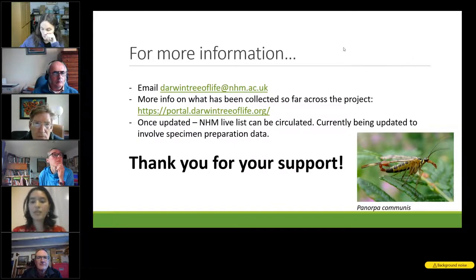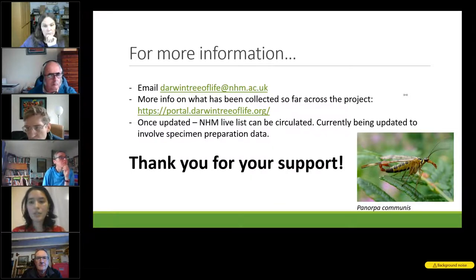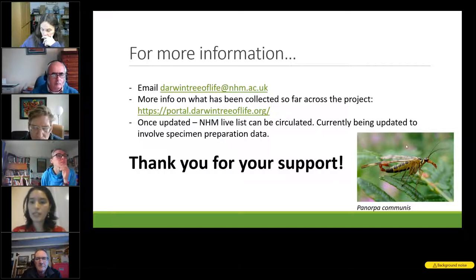We're also planning to include specimen preparation data. So how many samples we have in ethanol, how many samples we have in the freezer itself. And once this is done, I think we'll have a much better representation of what we have and what we need. The species list collation has been a challenge, and we are trying to work more with White and Woods and with other arthropod collectors to coordinate better what we are collecting.